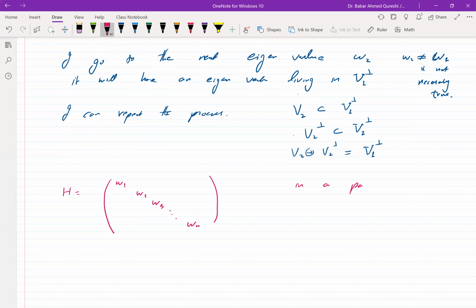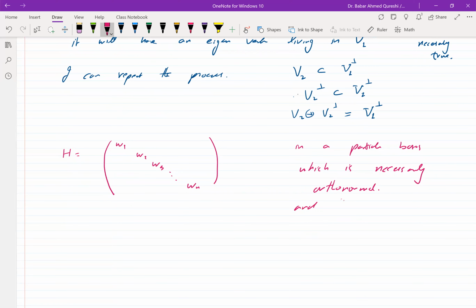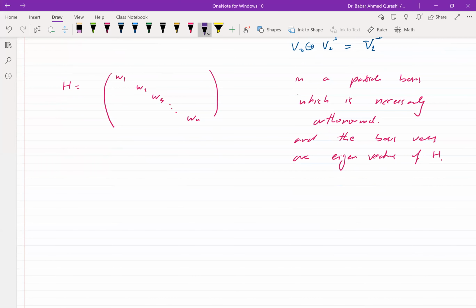In a particular basis, which is necessarily orthonormal, because that's how we constructed it. At each step, by finding orthogonal complements, all of these basis vectors are orthogonal to each other. And at each stage, these orthogonal vectors were the eigenvectors. And the basis vectors are eigenvectors of H. So we have proved it.